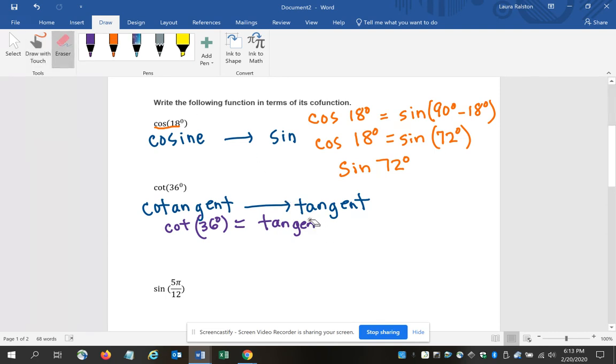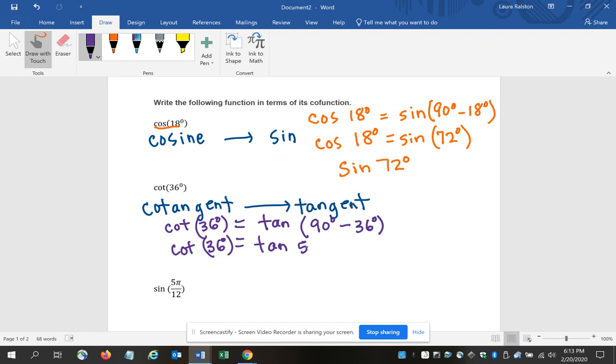The tangent of 90 degrees minus the 36 degrees. And so if I simplify that, cotangent of 36 degrees is equal to the tangent of 90 minus 36, that's 54. So tangent of 54 degrees. So the cofunction for cotangent 36 is tangent of 54 degrees.